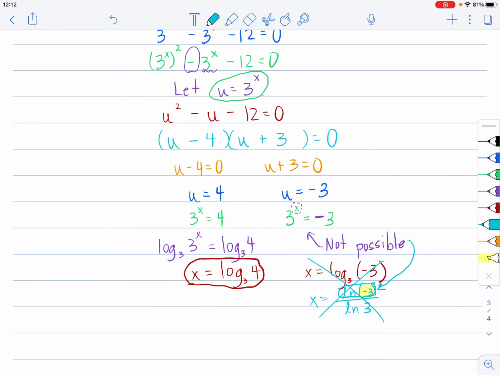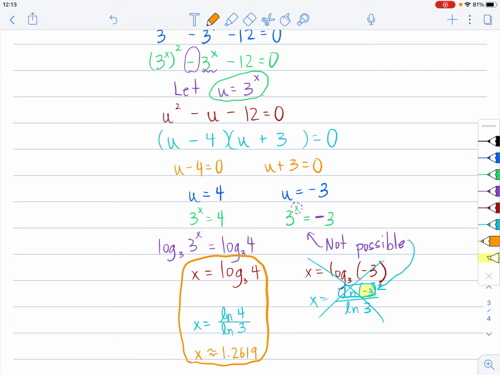So, then we use the change of base formula. X equals ln of 4 divided by ln of 3. And then we type that in our calculator to get our approximation. So ln of 4 divided by ln of 3, which is 1.2619.